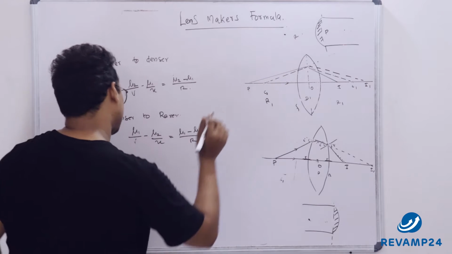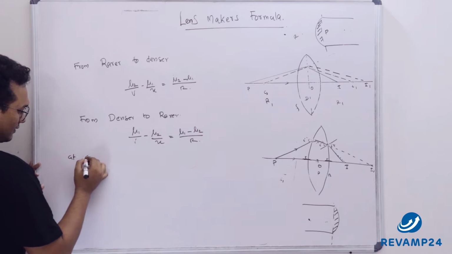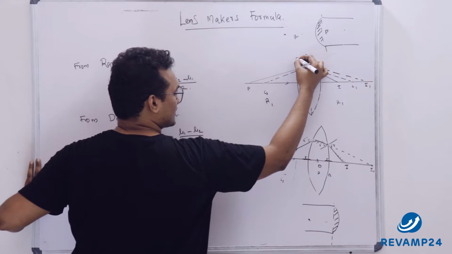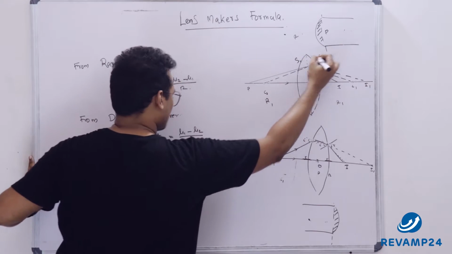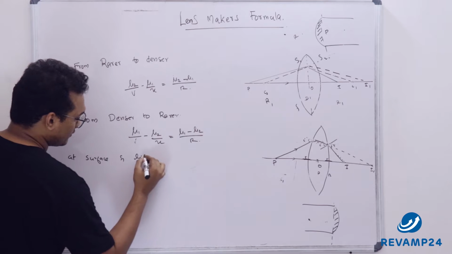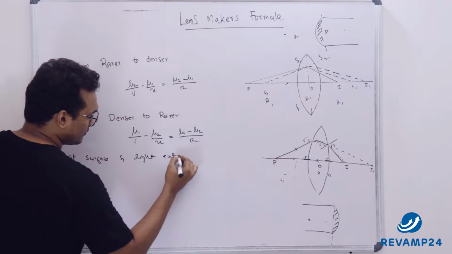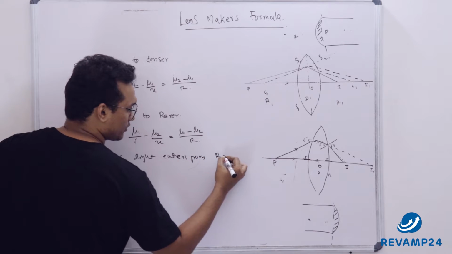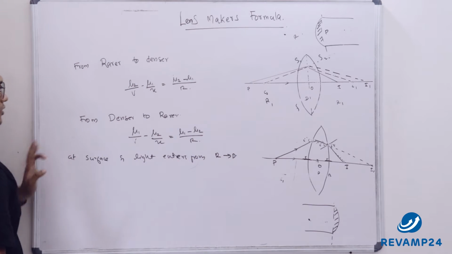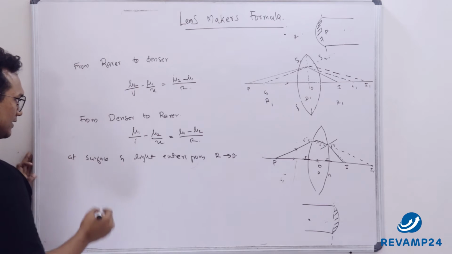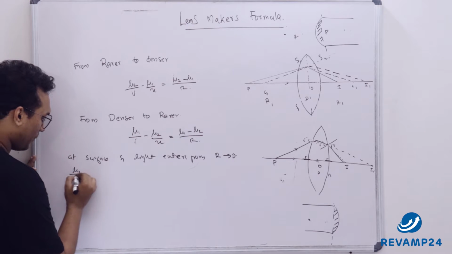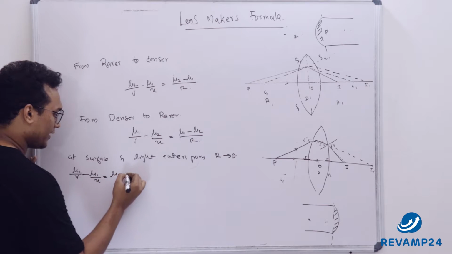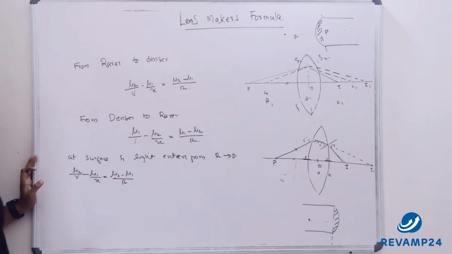Now at surface S1, this is my surface S1 and this is my surface S2. Light enters from rarer to denser, so I have to use this equation. What is that equation? mu2 by V minus mu1 divided by U is equal to mu2 minus mu1 divided by R. This we already have learned.